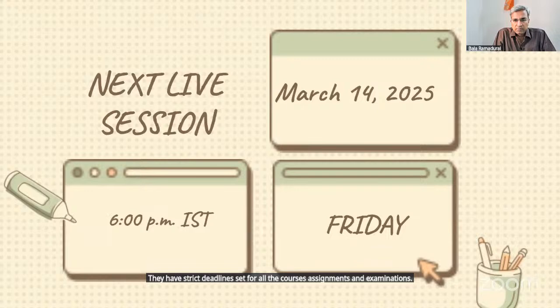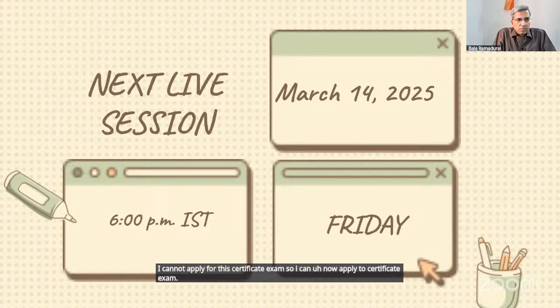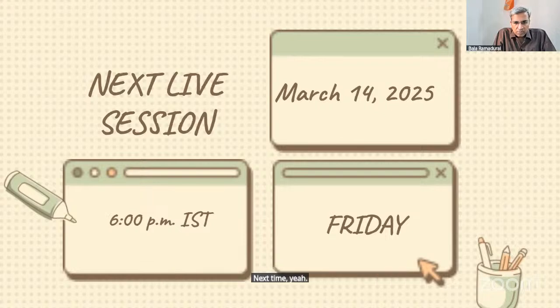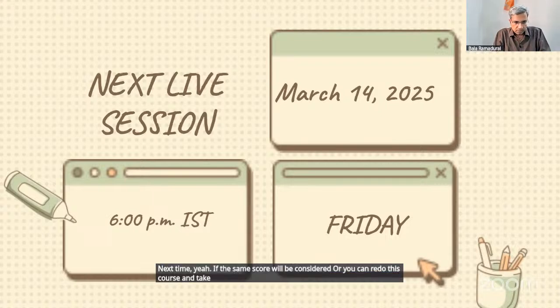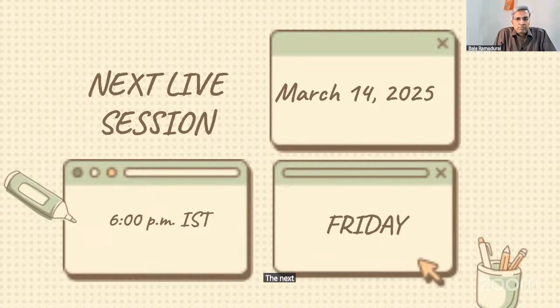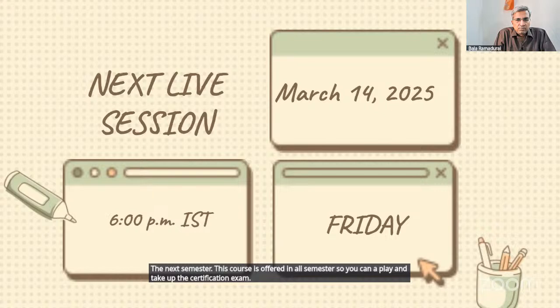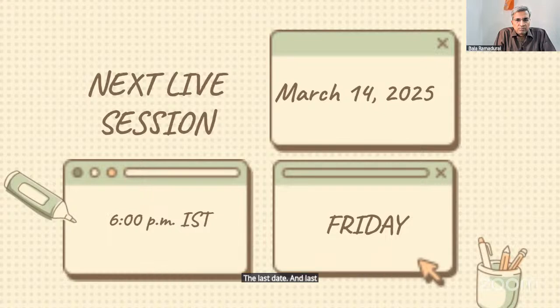Sir, I cannot apply for the certificate exam. So, can I apply for the certificate exam next time? Yes, the same score will be considered, or you can redo those assignments and take up the certification next time, in the next semester. This course is offered in all semesters, so you can apply and take up the certification exam after submitting all the assignments in the next semester. That is also an option. What is the last date to apply for the certificate exam course?